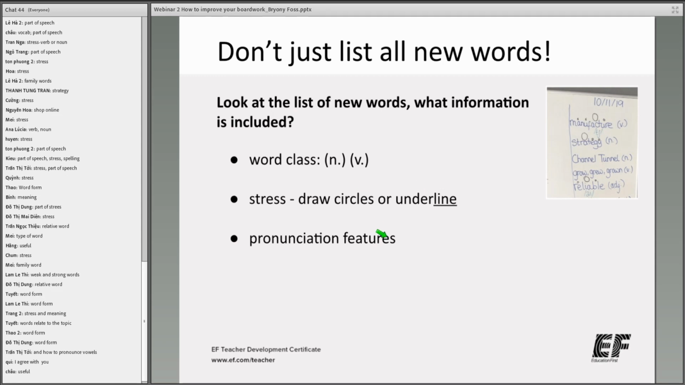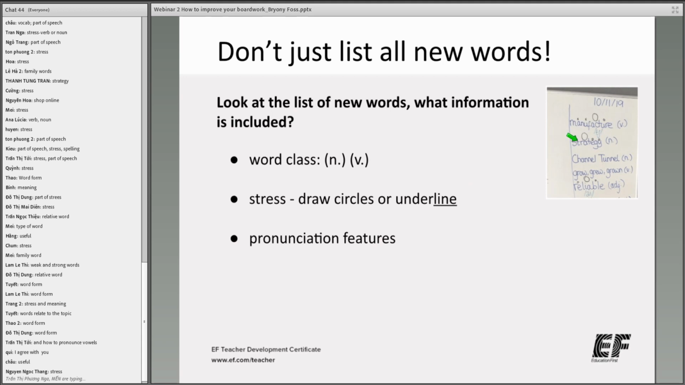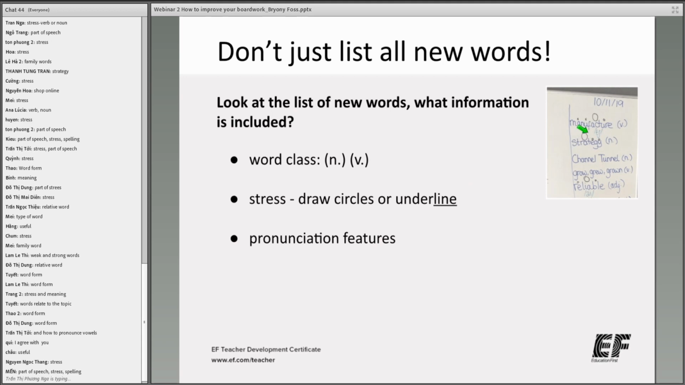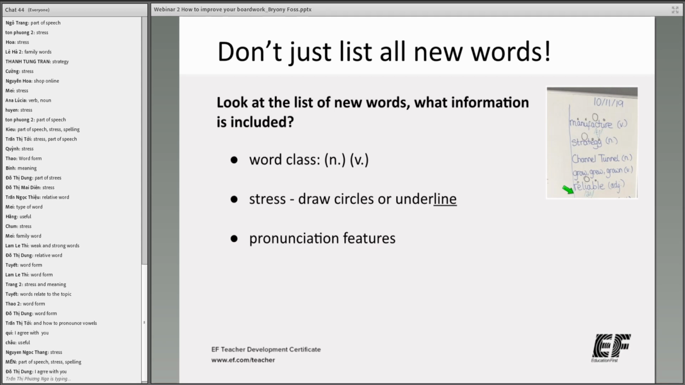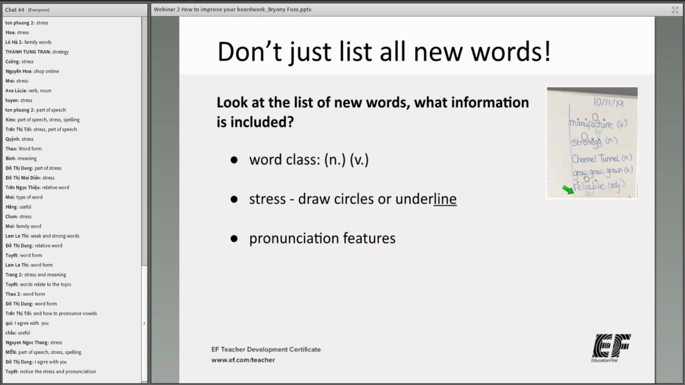And finally, I've also included pronunciation features. As you can see here, I've added the phoneme that makes the sound ch for manufacture. Or I've made it clear how we pronounce reliable, so that students know how they can say a word. It's very important that students understand a word and know what it means, but also that they can pronounce it, so that when they are speaking or listening, they know what word they are hearing.